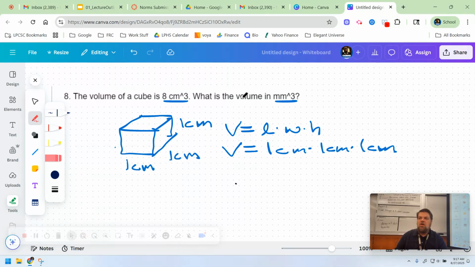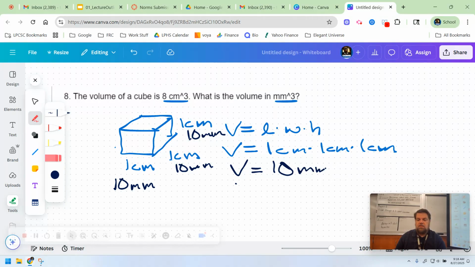Remember, does anybody in here know how many millimeters are in a centimeter? 10, yeah. So 1 centimeter is the same as 10 millimeters. So this is 10 millimeters, this is 10 millimeters, this is 10 millimeters. And so if I were to do that same volume of that little cube, then I would get 10 millimeters times 10 millimeters times 10 millimeters.